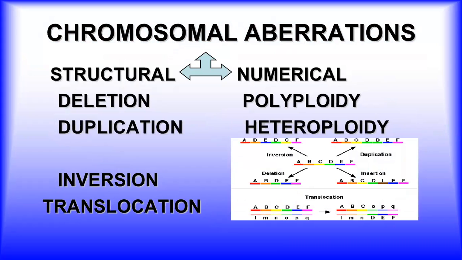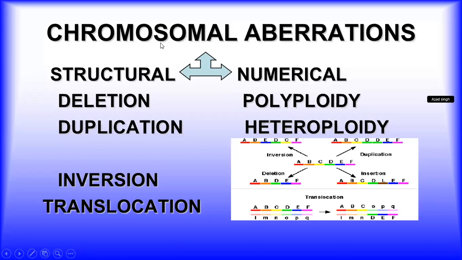The chromosomal aberrations are of two types. Number one, numerical chromosomal aberrations. This involves change in number of chromosomes. Change in number of chromosomes in a diploid set is called heteroploidy. The change in number of chromosomal sets is called polyploidy. Thus, numerical chromosomal aberrations are of two types, polyploidy and heteroploidy.